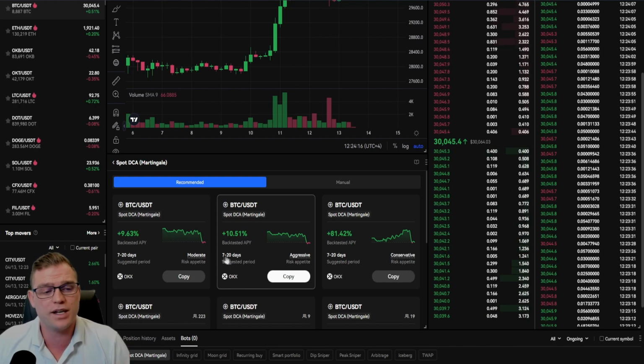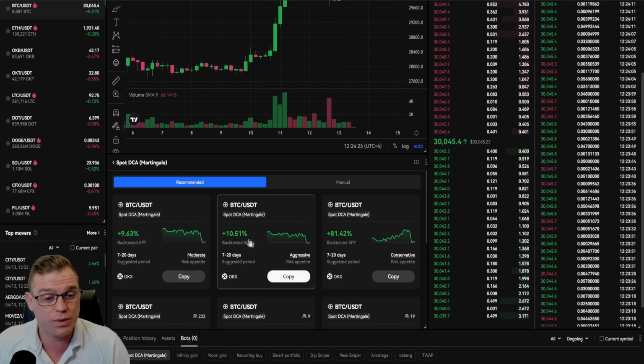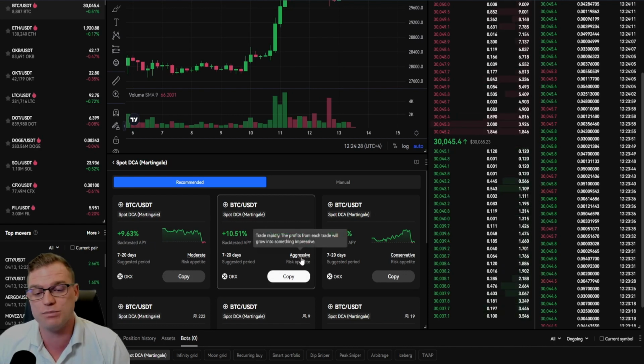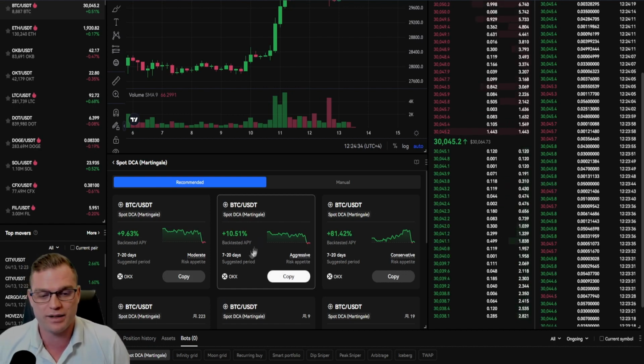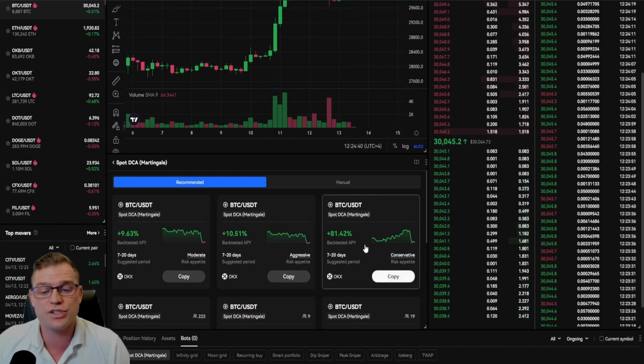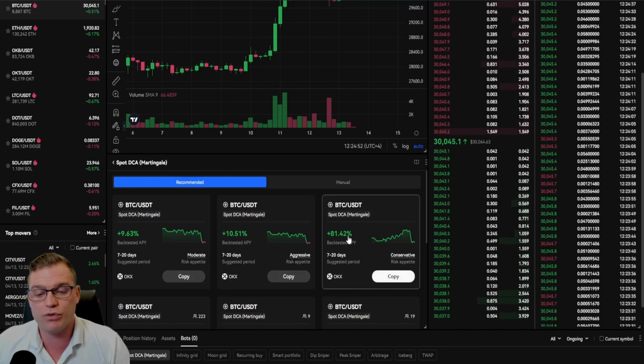So with the recommended settings, say for instance, this is created by OKX, we have a 9.63% backtested annual percentage yield in terms of gains. And in this one here, we can see the risk appetite is more aggressive than the moderate one here. We can see it's got a return of 10.51%. This is backtested APY, and the suggested period for this is 7 to 20 days. Over to the right, you can see also the risk is conservative with 81.42%. Now, this is spot trading, one direction of the market. If you did want to, for instance, jump onto the conservative risk appetite one here, 7 to 20 days suggested period, of course, always do your own research, but you can simply click copy.